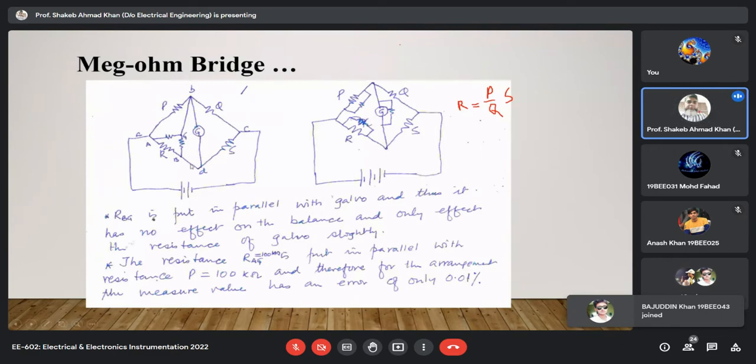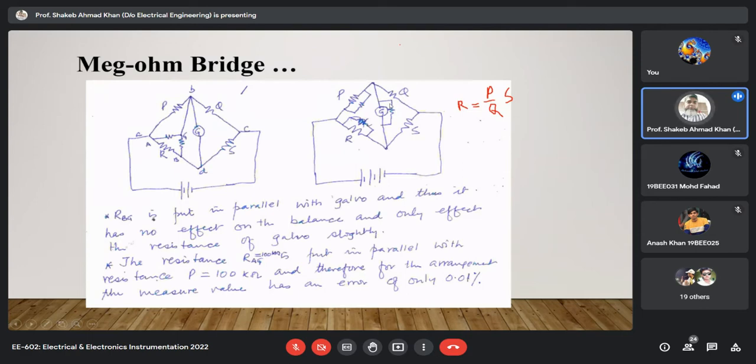What is done here? In this case, the guard terminal is connected to one of the galvanometer terminals. Obviously, when you do that, this resistance will come in parallel. This is connected in parallel with P, and this resistance is connected in parallel with the detector. So the resultant circuit is this.